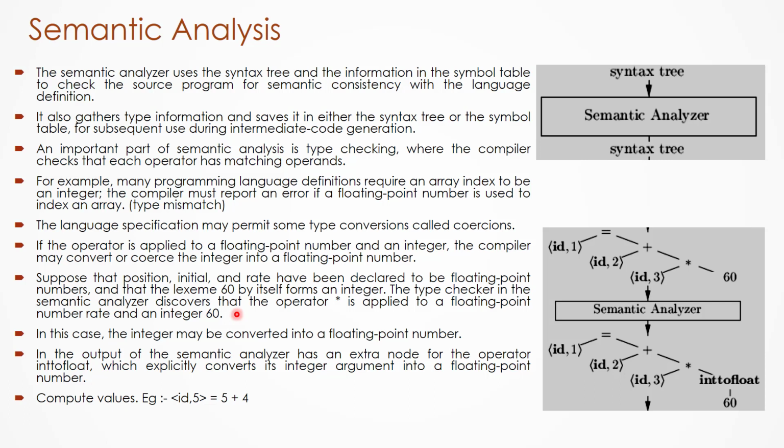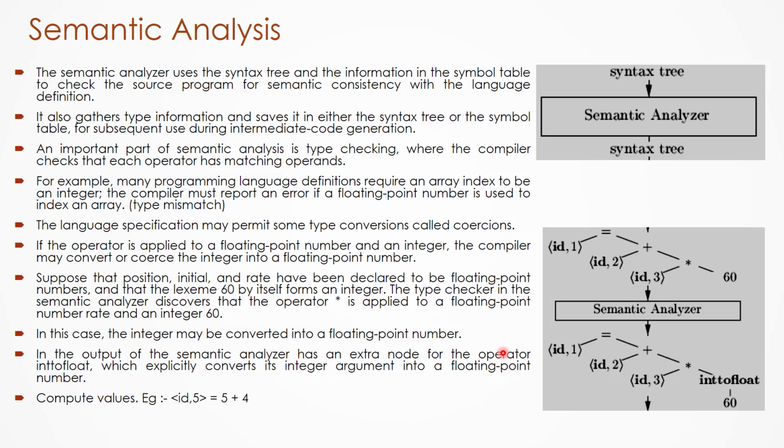So all other three are floating point numbers. So the 60 will automatically be converted to a floating point number in the semantic analyzer. In this case, the integer may be converted into a floating point number. The output of the semantic analyzer has an extra node for the operator int to float, which explicitly converts its integer argument into a floating point number.